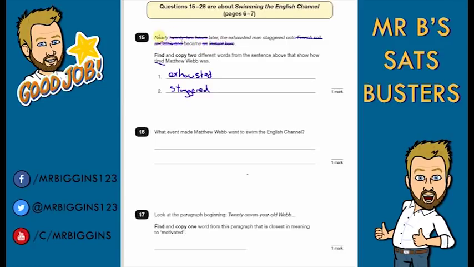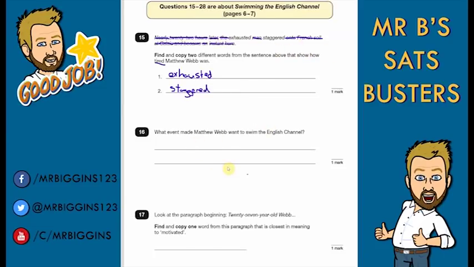So you could cross them out, and if you ended up crossing them all out, obviously we know it's not "tired" or "onto", then we would only have two left, exhausted and staggered. So you'd have eliminated all the others.